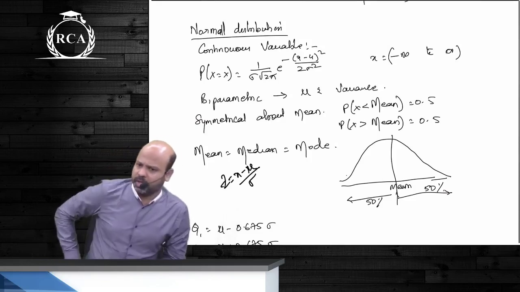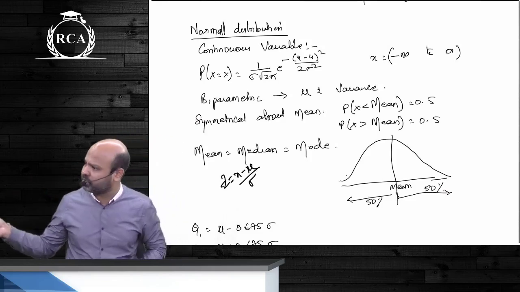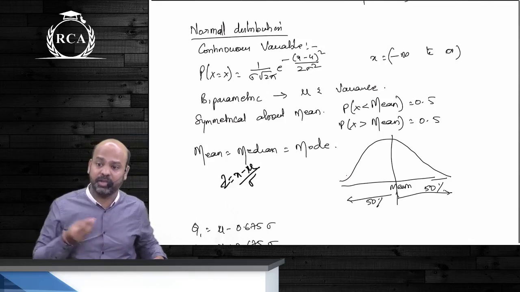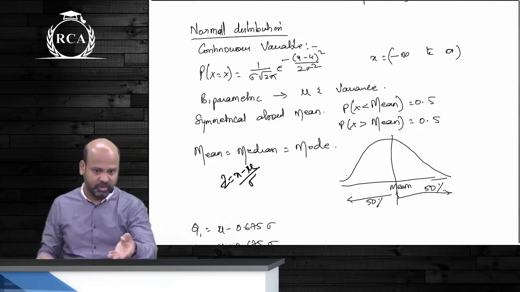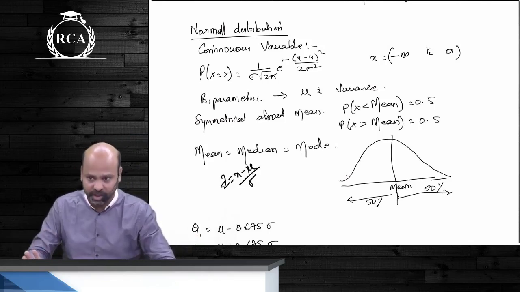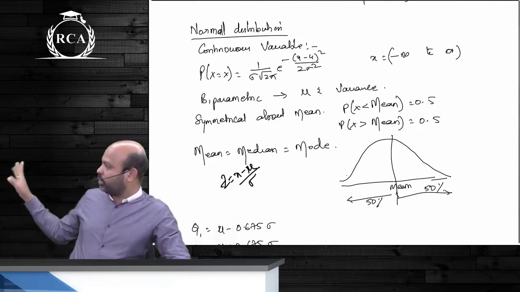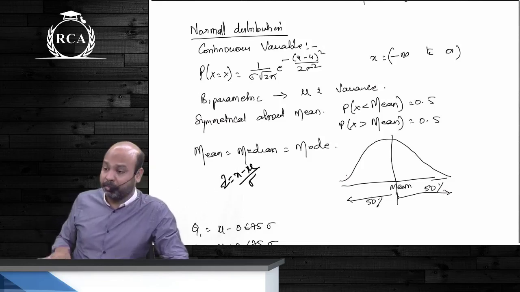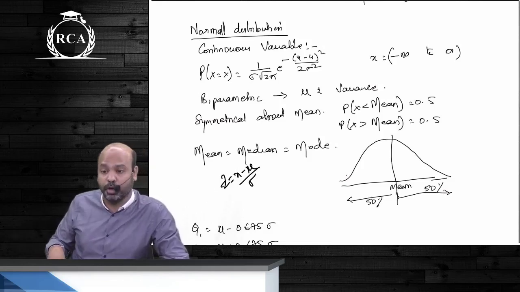Believe me, even if there are two questions from normal distribution, one of them will be directly based on those properties. What is quartile 1, what is quartile 3, what is mean deviation. Direct application of formula, dead easy to score in the examination. So here you will have to compute the Z score. Based on this Z score, you will have to compute the probability.